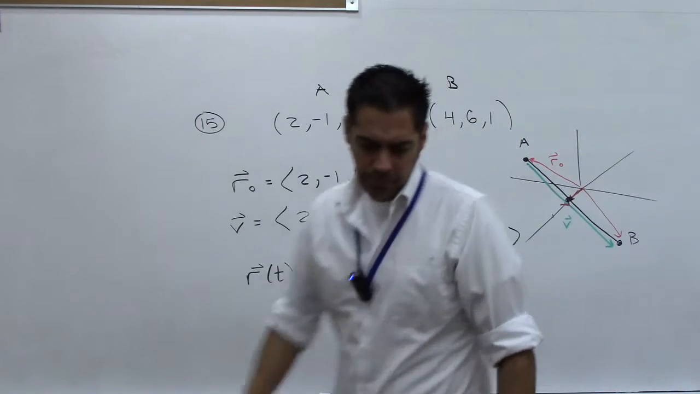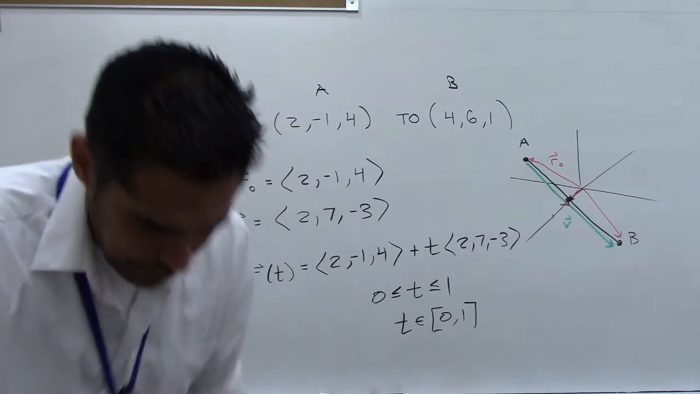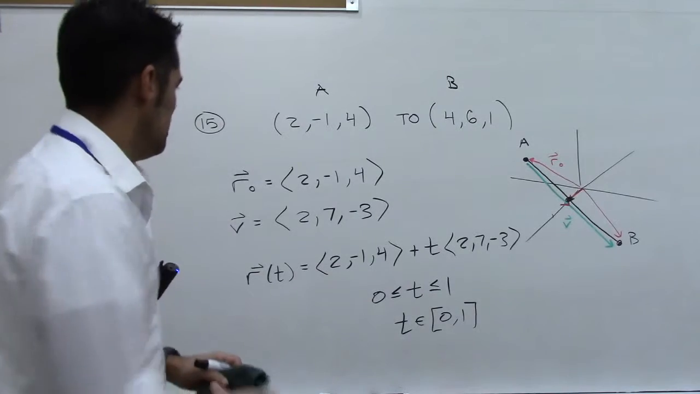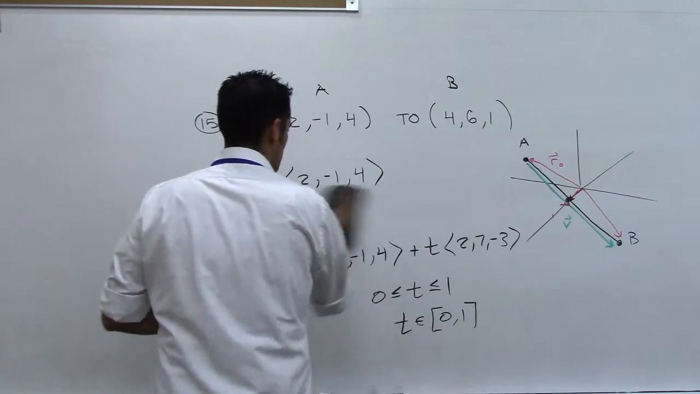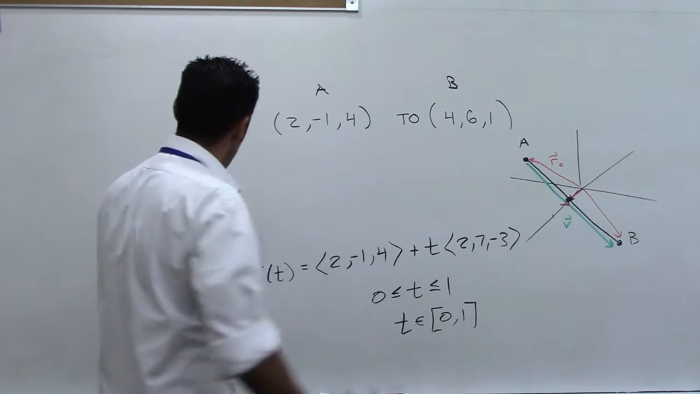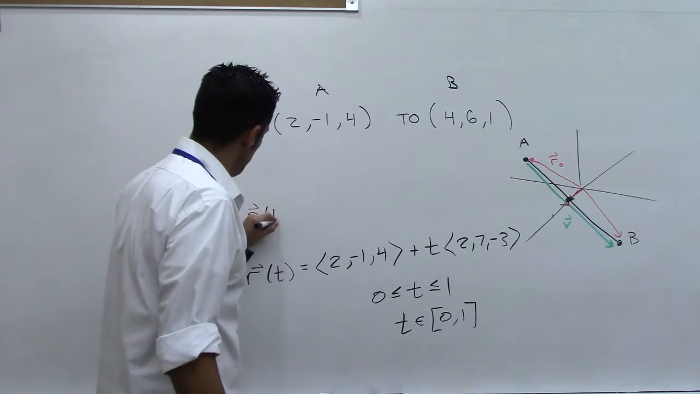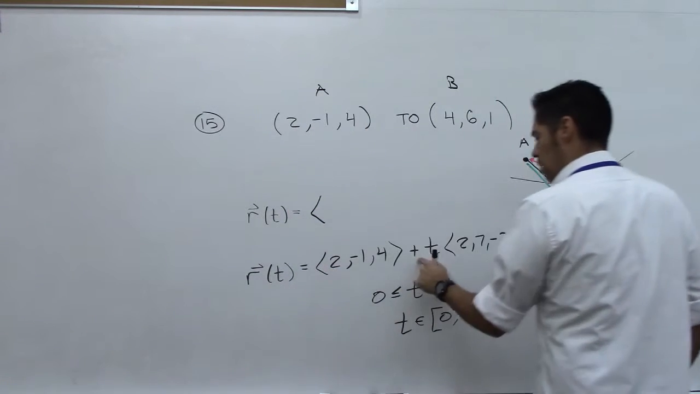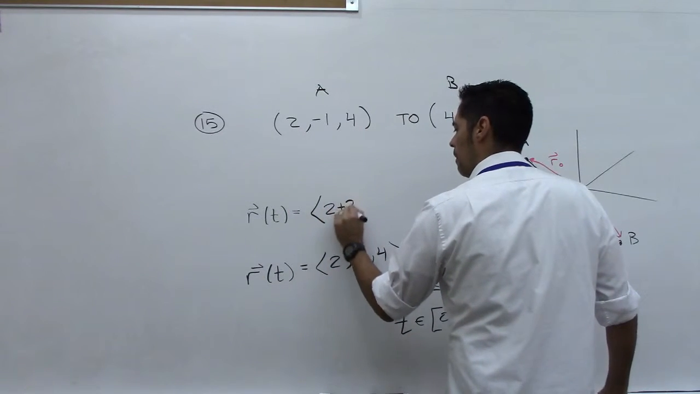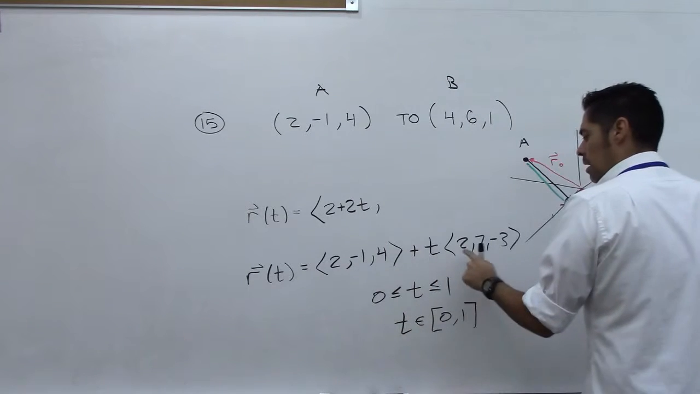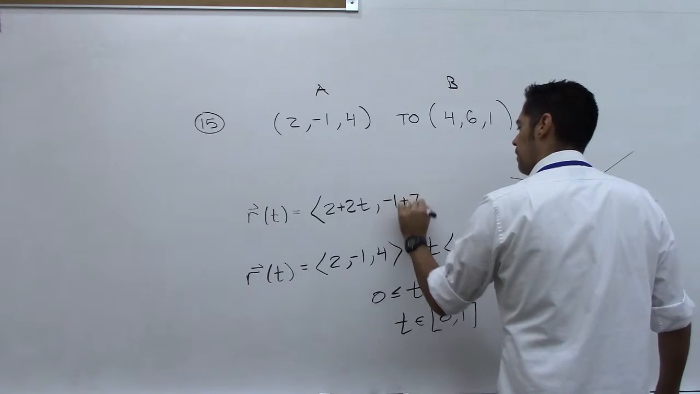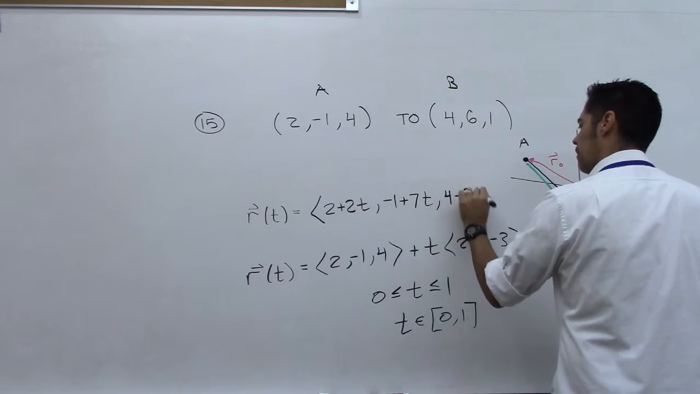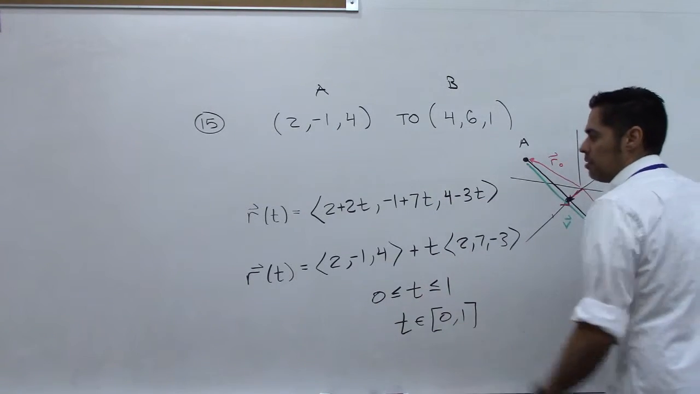All right, that's 15. Oh, you know what? I could put these together. I never did that. You could get a final answer here. r(t) equals, just put these two together. So (2 plus 2t, negative 1 plus 7t, and 4 minus 3t). And of course, t is between 0 and 1.